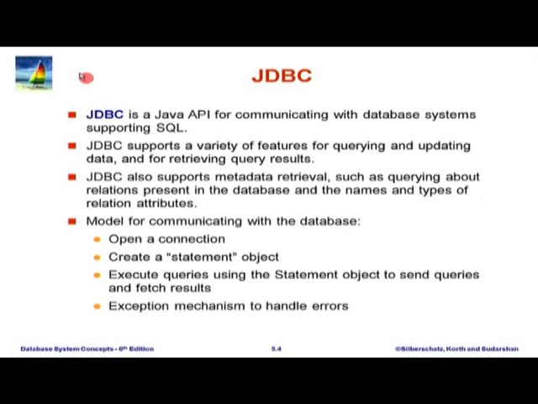So in JDBC, like ODBC, JDBC also offers many more things than just the minimum three things that I showed you before. Not only does it allow getting data, it also supports metadata retrieval. For example, to find what relations are present in a database, what are the attributes of a relation, what are the types of the attributes, what are the foreign key and other integrity constraints, primary key and so forth. All of this is part of the JDBC API. So it's actually pretty convenient to communicate with the database.